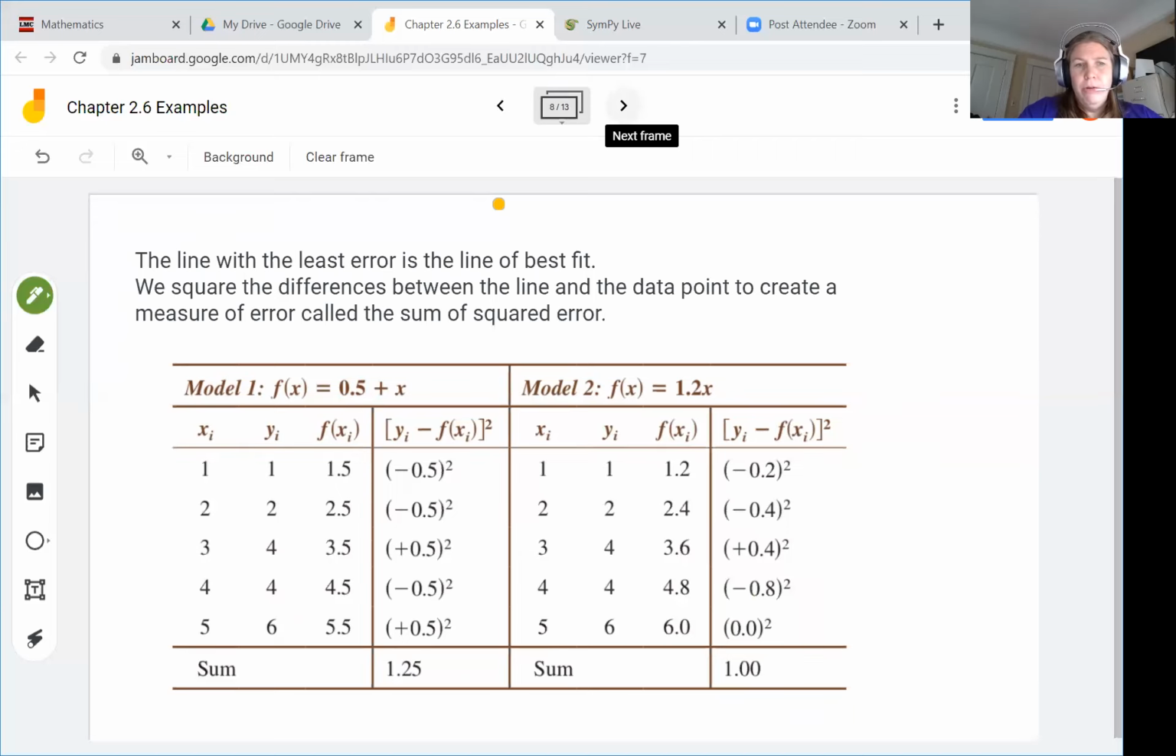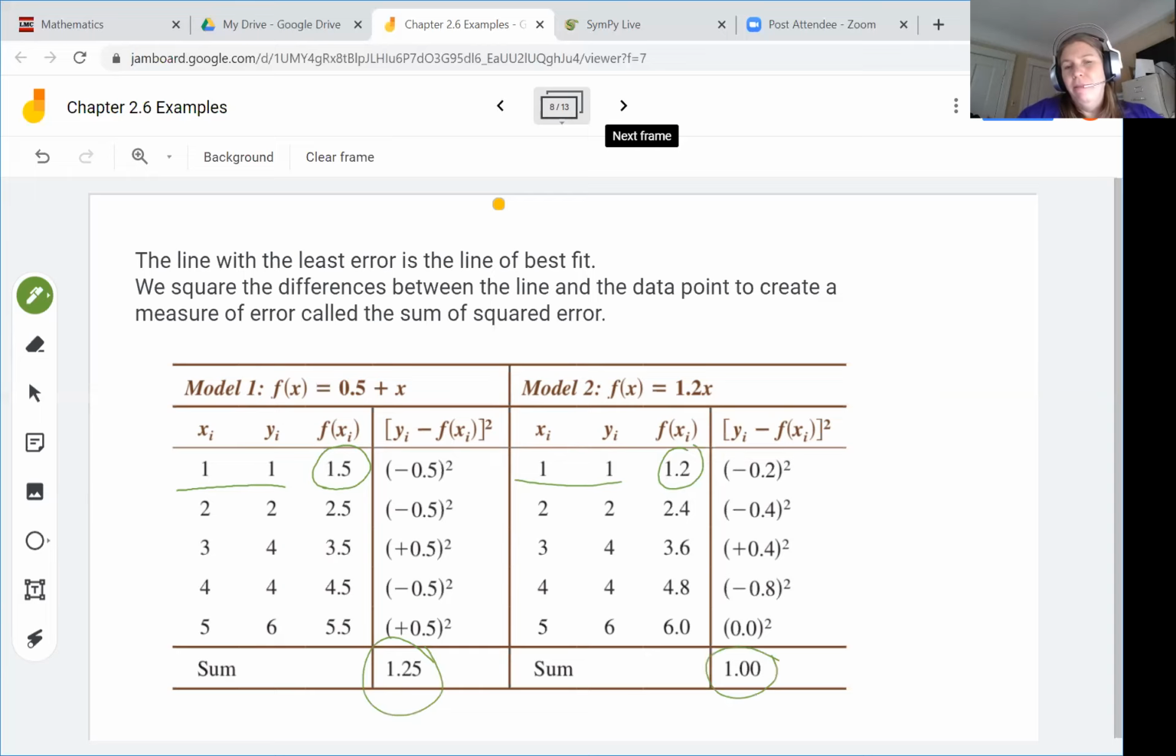So each row here corresponds to one of the points. And then here f of xi is the value from the line of best fit. So you can see the points are all the same in both sides of the table. And then our f of x's, our values from the 2 different models, are slightly different. And so we get the errors here. So we see, oh yeah, 1 minus 1.5 gives us this negative 0.5, and then we square that. In model 2, 1 minus 1.2 gives us negative 0.2, and then we square that. And then we add up all of these squared errors and compare the sums.